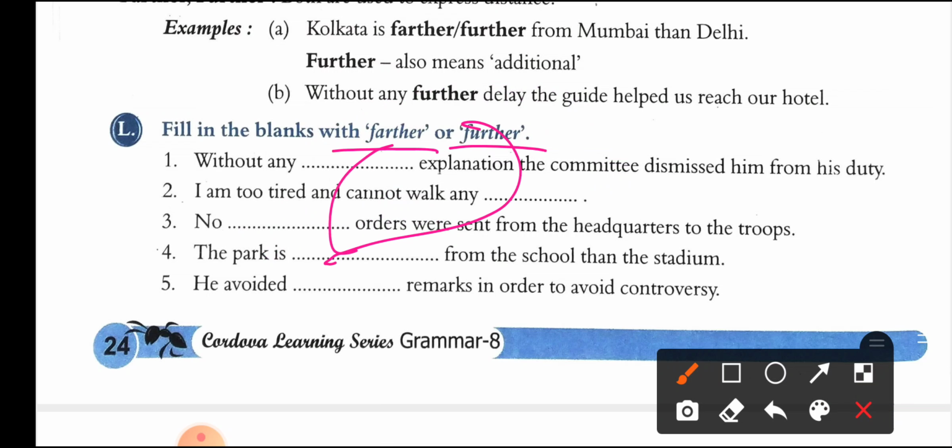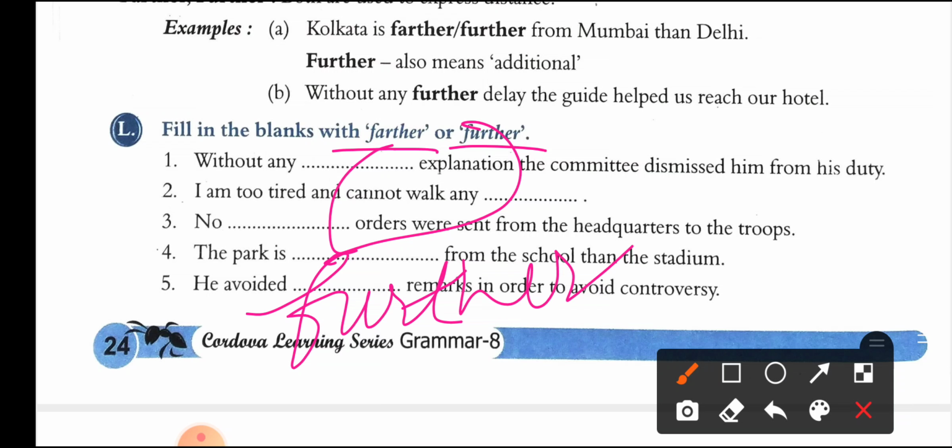He avoided dash remarks in order to avoid controversy. Avoided further, because it is addition. Further. Okay, this is not telling position, but it is telling addition. So this is further. I hope you understood this.